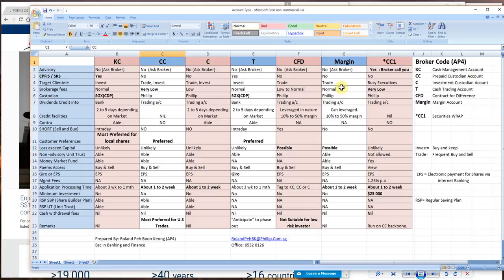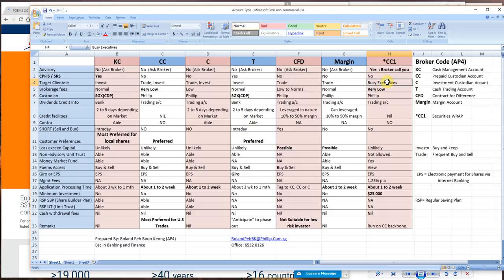We call this the securities wrap account. So what is this account? This account basically targets busy executives who want to invest, but unfortunately do not have the time to look at the market or even recognize the market trends, or they do not actually understand the market facilities and how the market mechanism works. So this account is for those really busy executives who want to invest at some point.